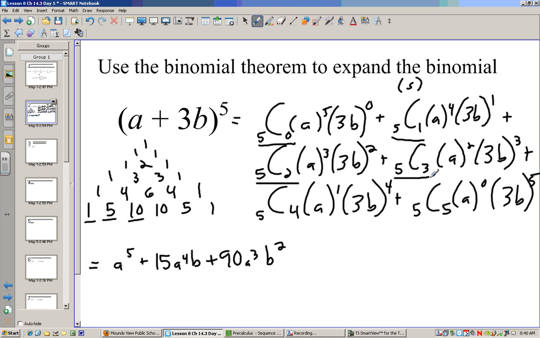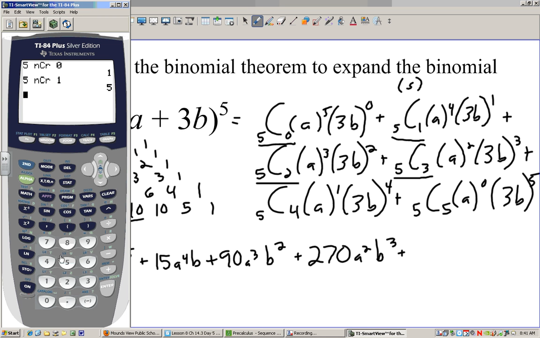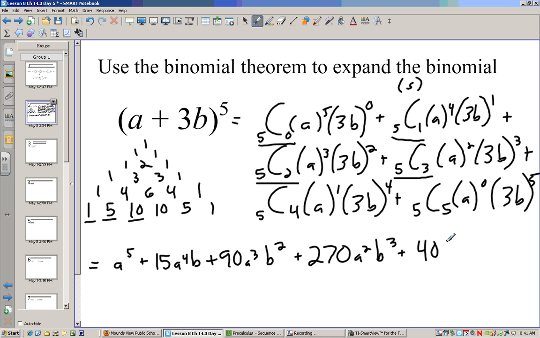This next term, 5 choose 3 is 10. 3 to the third is 27. 27 times 10 is 270. A squared, b to the third. This term, 5 choose 4 is 5. 3 to the fourth is 81. Now I don't know 81 times 5 off the top of my head, so I'll use my calculator. That's 405. A, b to the fourth.